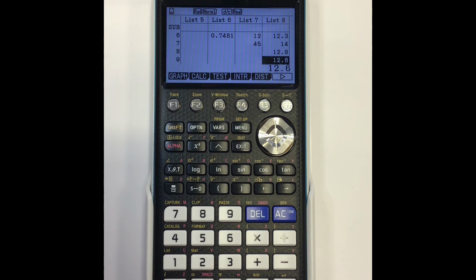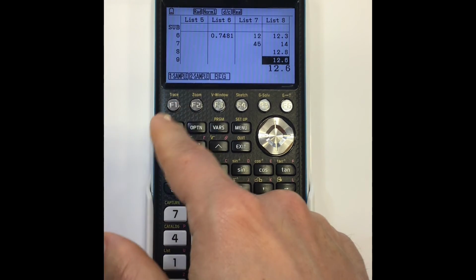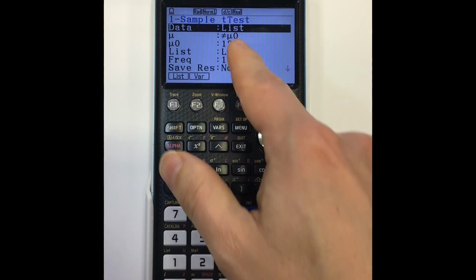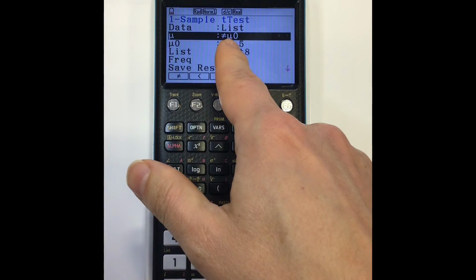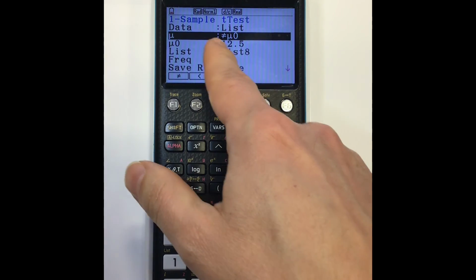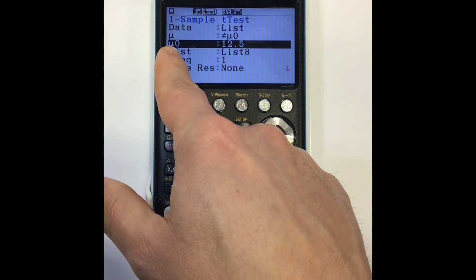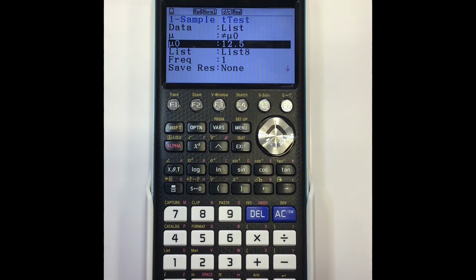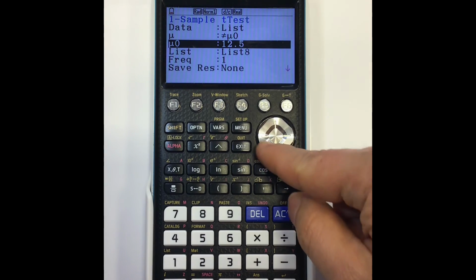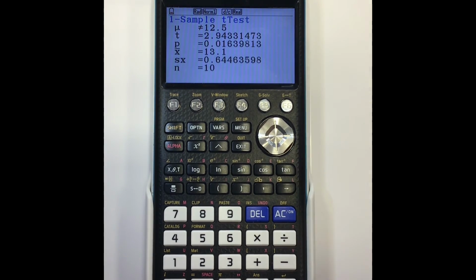He thinks that the mean is 12.5, and we check whether the mean is not equal to 12.5. Okay, test statistic, T, and then one sample, and the new mean, we believe it's not equal to 12.5. The null hypothesis says the mean is 12.5. It's coming from list 8, and look at the probability.